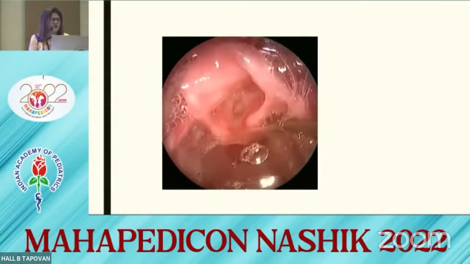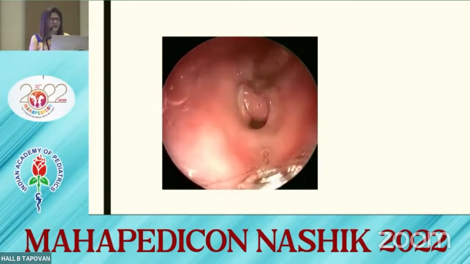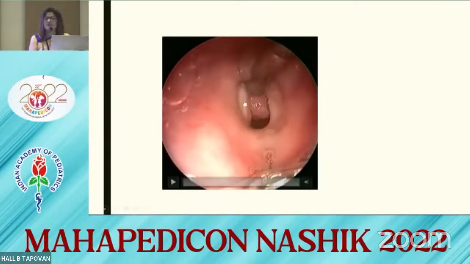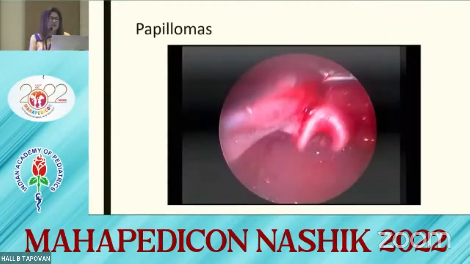I hope I've shown you enough videos for you to see, the pointer is pointing towards a lesion which is jutting out from their vocal cords. And this is something which is like a growth coming from there. So this was a papilloma. And sometimes these papillomas can obstruct the airways so much that you will need a surgical procedure.